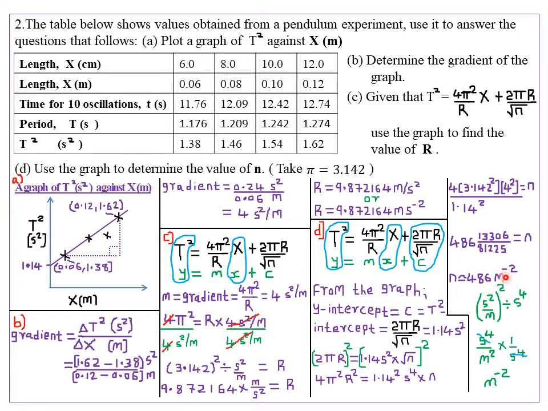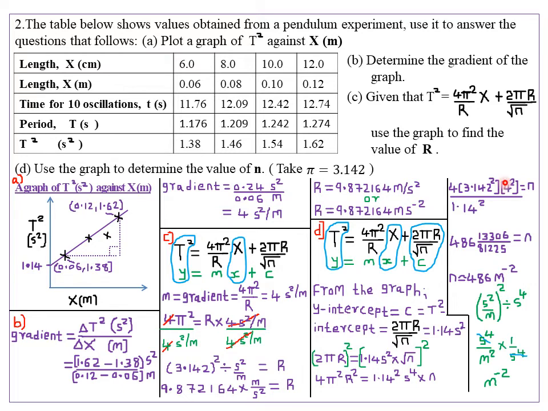Again, you can also derive the units, because here we are talking of the gradient squared. Remember, my gradient was in seconds squared per meter, so if you square it, you will get seconds to the power 4 per meter squared. So you simply take seconds squared per meter, which was my value for the gradient.